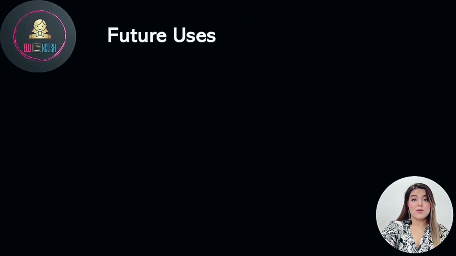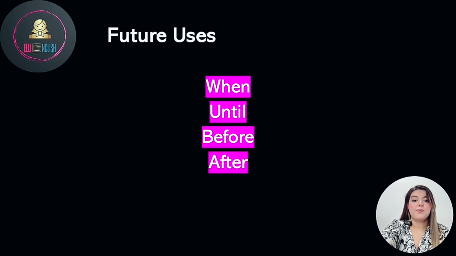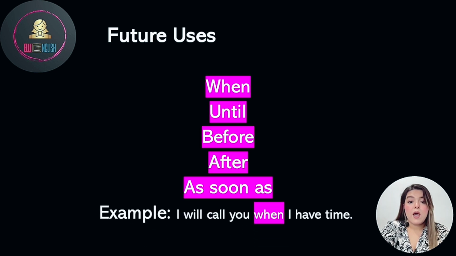We also use the present simple to talk about the future after words like when, until, before, after, and as soon as. They are sometimes called subordinate clauses of time. Look at the example. I will call you when I have time. I don't focus on this part because I'm going to explain it more in the upcoming videos.